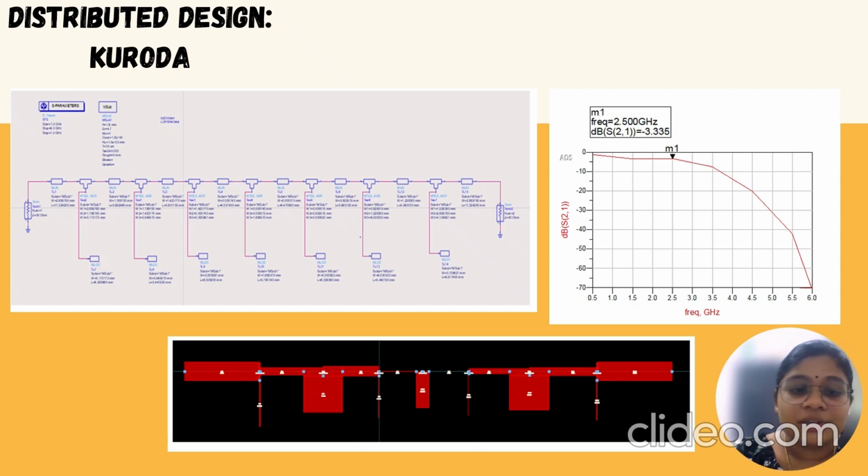So the result demonstrates the filter achieved the low pass behavior with the cutoff frequency around 2.5 GHz, matching the target of lumped prototype. The measured insertion loss at cutoff is about 3.3 dB, which is consistent with the 3 dB ripple design. Beyond the cutoff, the signal attenuated sharply, confirming the filter performance.